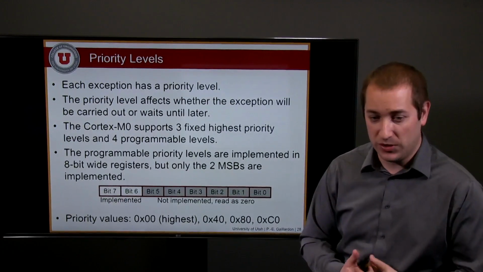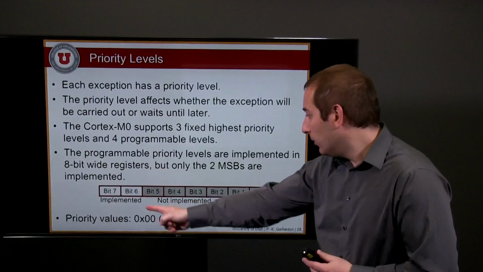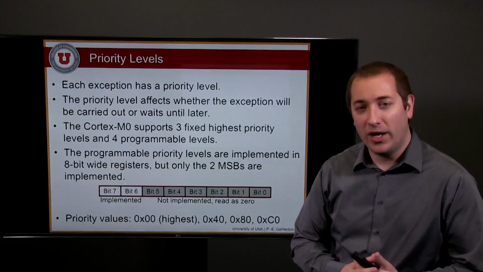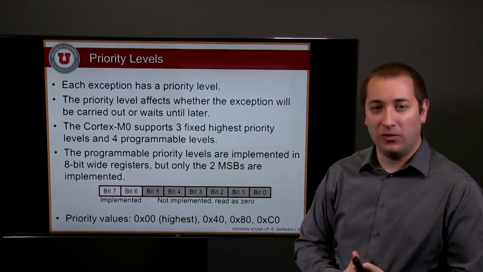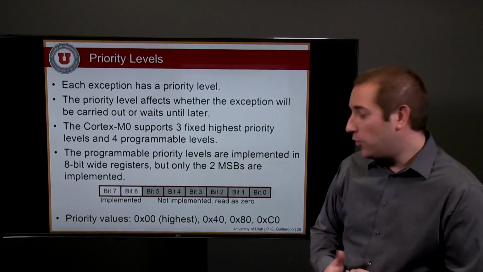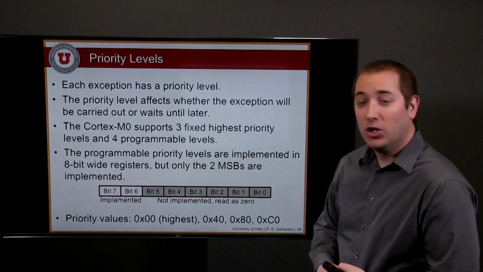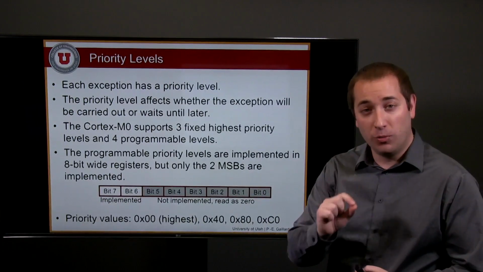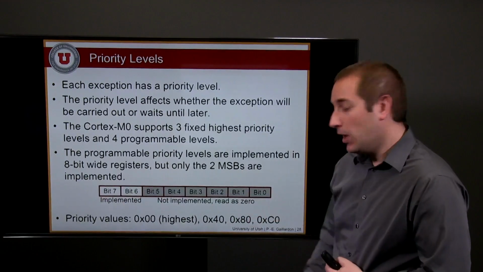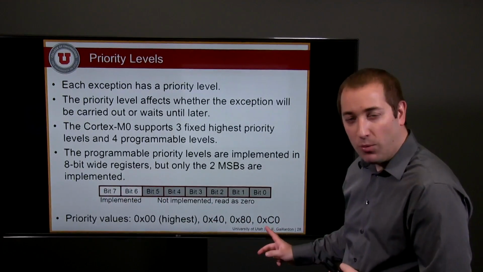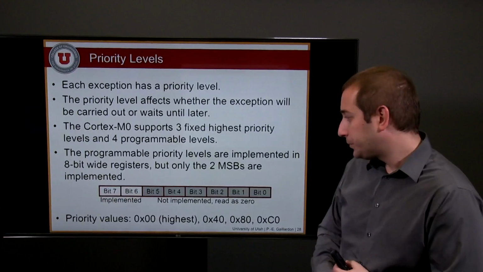The priority levels are saved in an 8-bit wide register, and only the 2 MSBs are implemented. So technically, if you want to set your priority to 0, remember, the smallest is the highest priority, you will write a 0 in this register, then 0x40, 0x80, or 0xC0, depending on the level that you want.